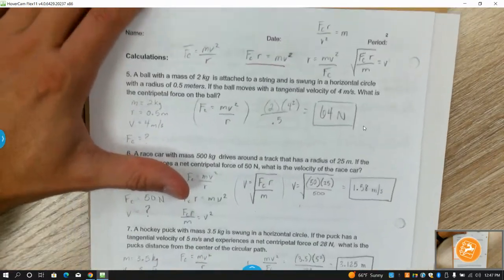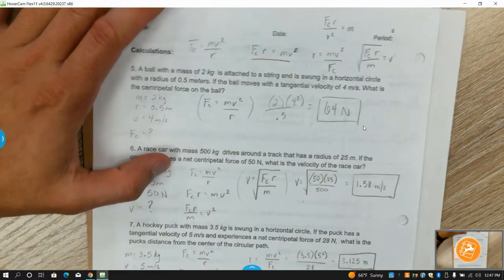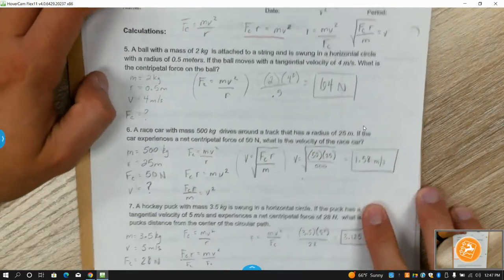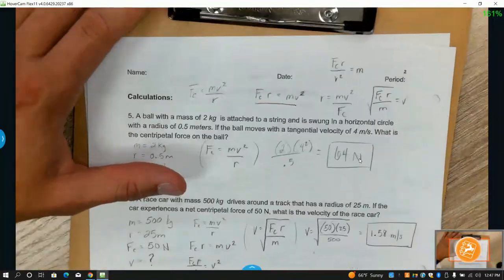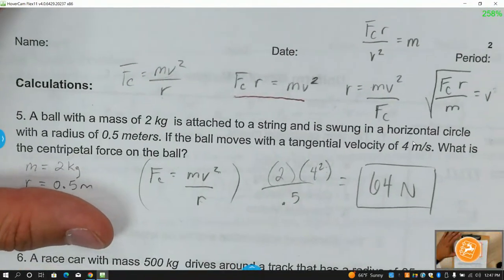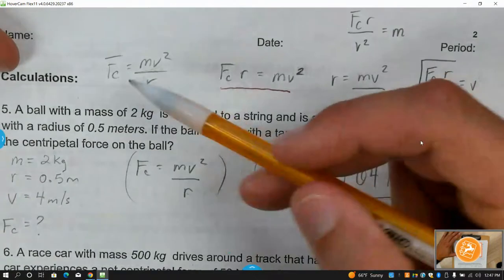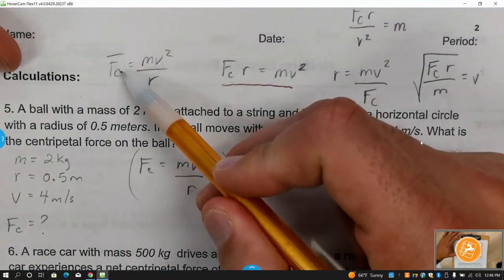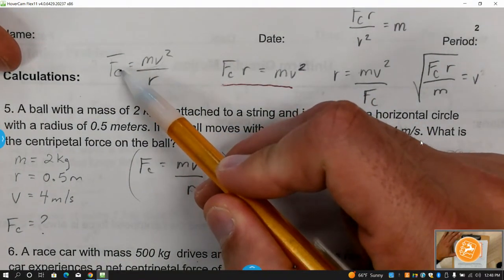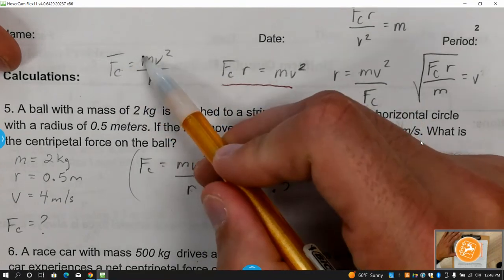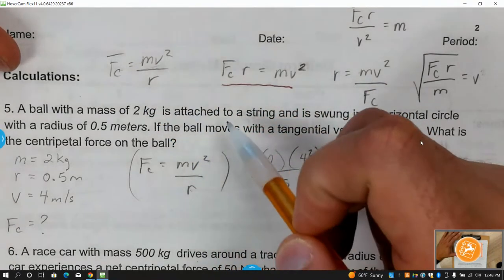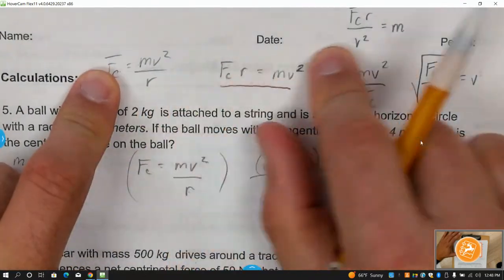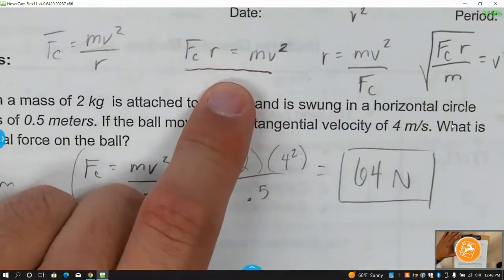So we're going over the homework from last night. Last night's homework, you had 4 problems that dealt with centripetal force. And so the centripetal force equation, sorry for that. Centripetal force equation, F sub C stands for centripetal force, is equal to mass times velocity squared over r. Now, if you multiply both sides by r, you get it in this format right here.